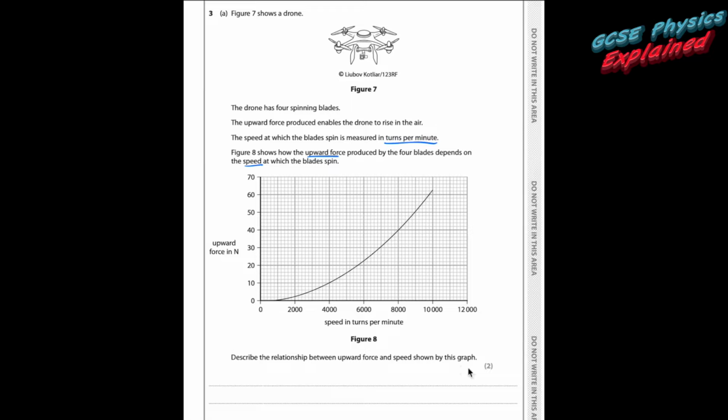Right, well, it's exactly what I've just said. As speed increases, force increases.